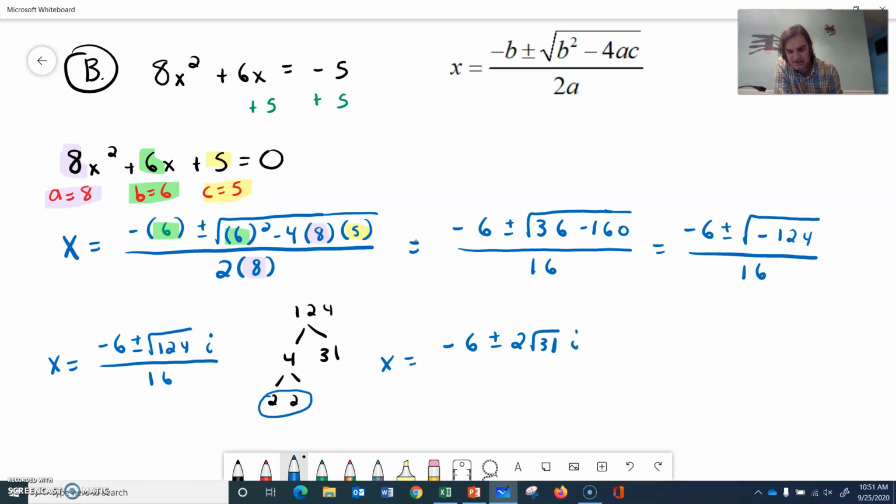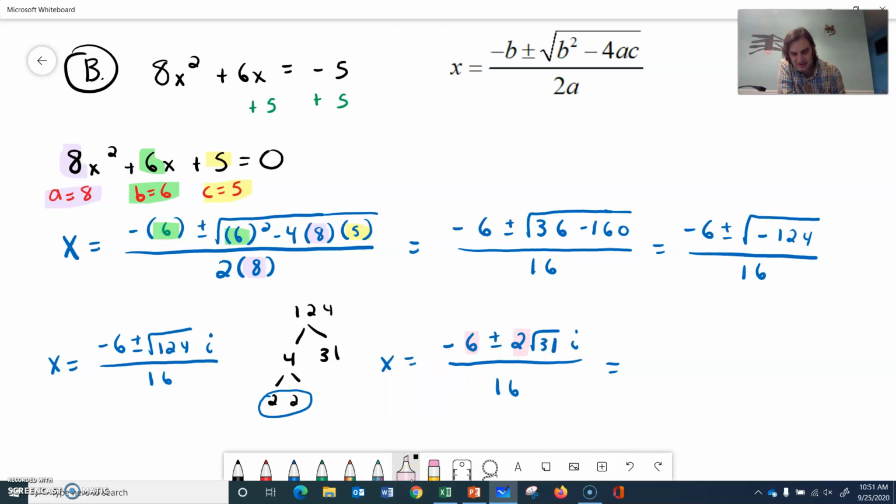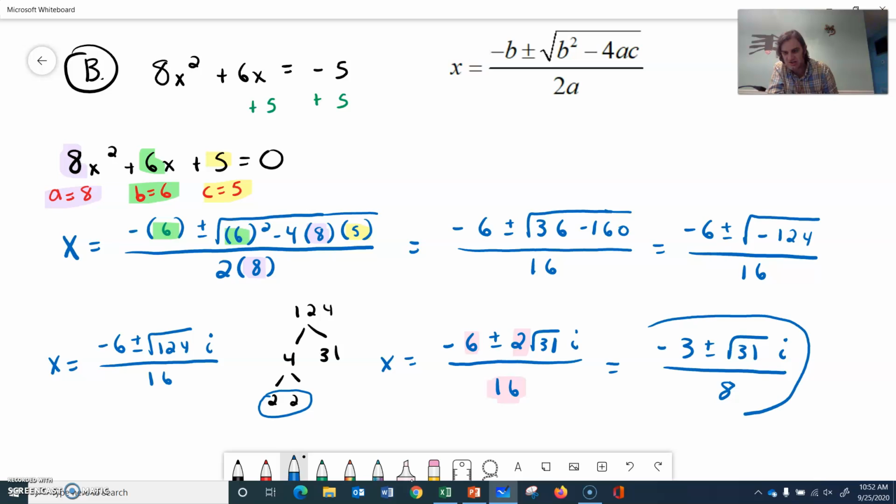Don't forget the i on the outside. There's a 16 in the bottom. As I said, that 16 can't reduce with just one of these pieces at any time, but it can reduce with both of them. So let's go back. The 6, the 2, and the 16 all have a common factor of 2. So I can reduce that down to negative 3 plus or minus the square root of 31i all over 8. And there's nothing more I can do with that.